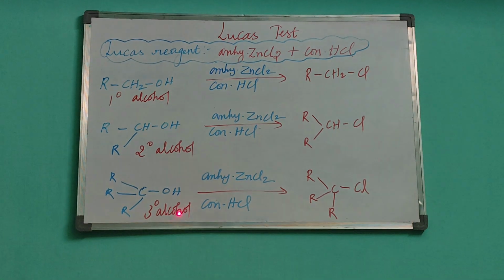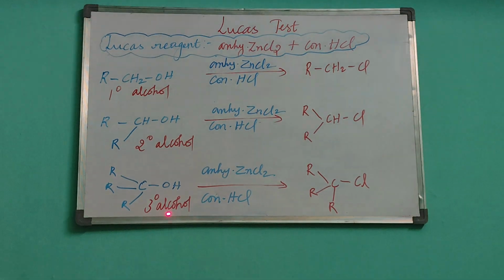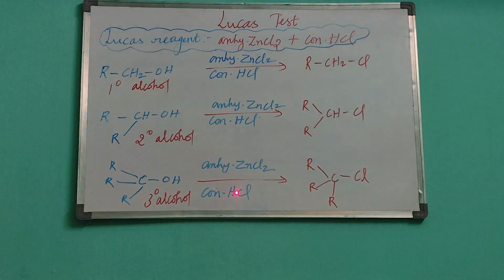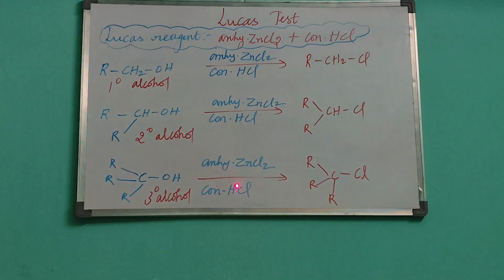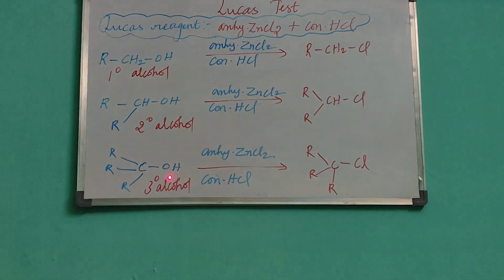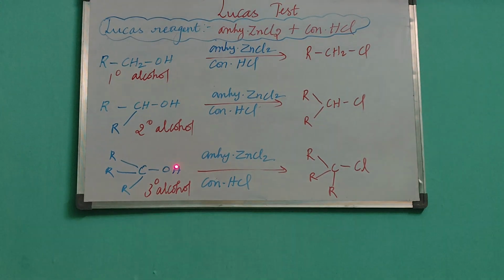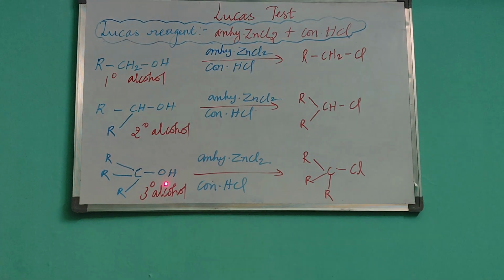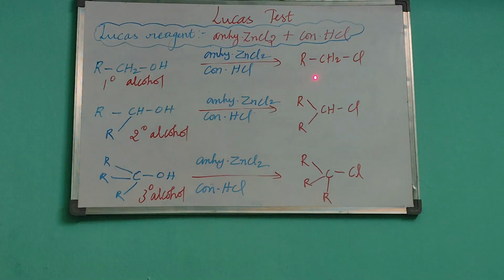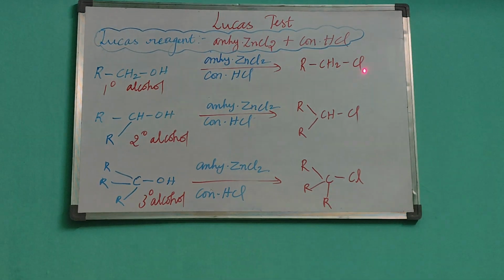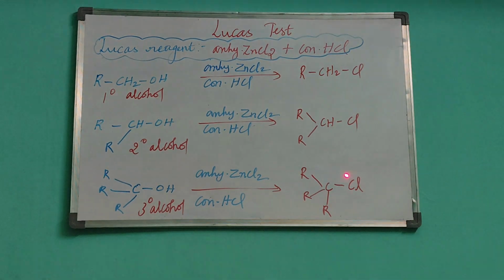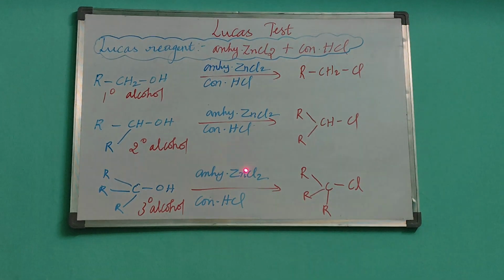Again repeating the same for tertiary alcohol. Tertiary alcohol again reacts with the Lucas reagent. The hydrogen and this OH of the alcohol will go as water. This chlorine will be substituted in place of OH. Instead of this OH, this chlorine will get substituted. So this is primary alkyl chloride, this is secondary alkyl chloride, this is tertiary alkyl chloride.